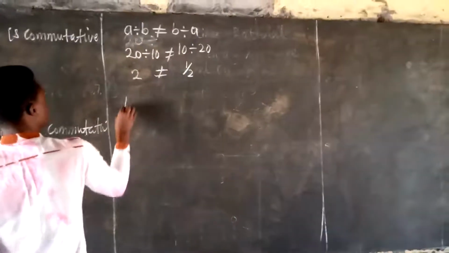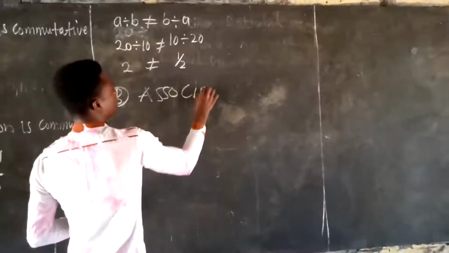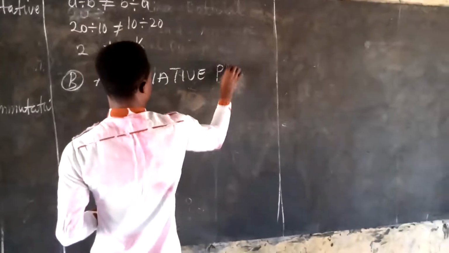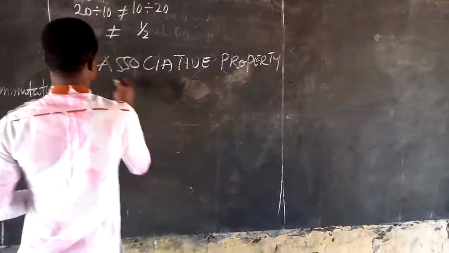Let's move on to the second property we call the associative property. Okay? The associative property.